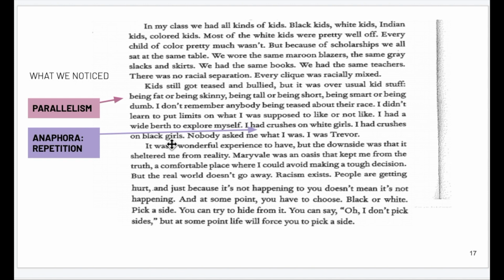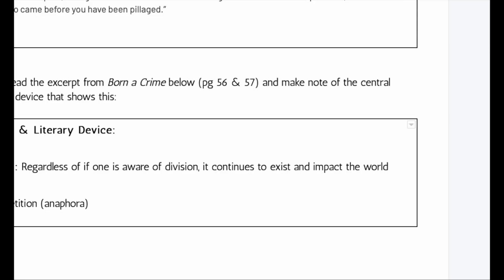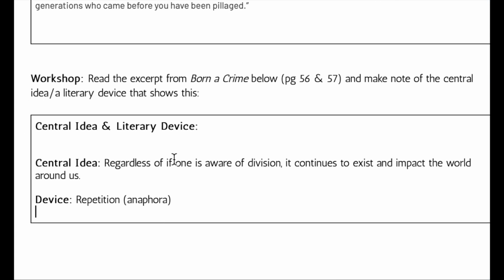So that use of repetition there is what I'm going to argue supports my central idea that regardless of if one is aware of division, and maybe I'd rephrase this, I just wrote this really quickly, division continues to exist and impacts the world around us. So your central idea is this big life lesson, overarching claim, and then this is my device that I'm going to use to prove how this device supports the central idea and what I just read.